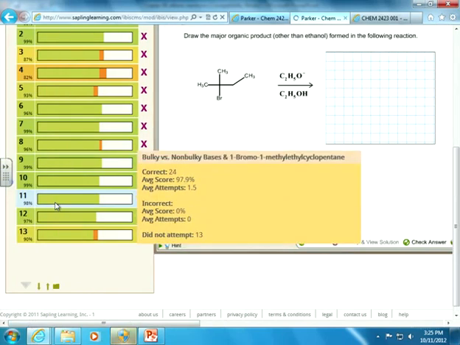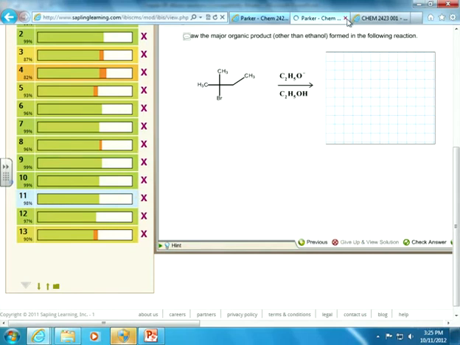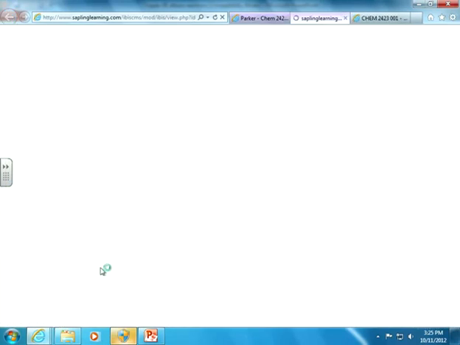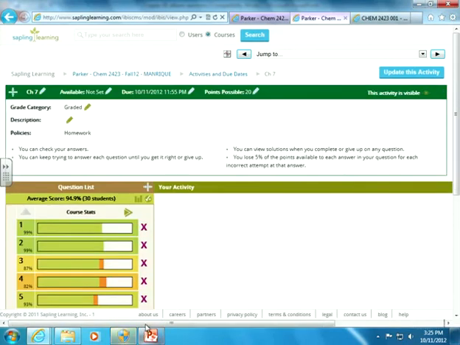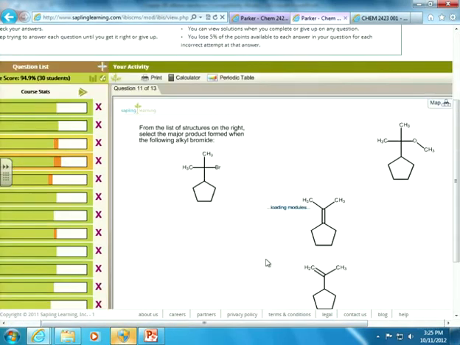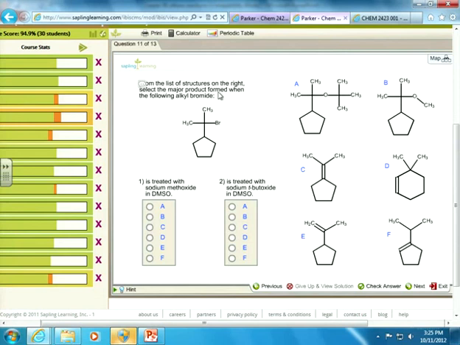Let's look at 11. Okay, here's our starting material. DMSO is a solvent. So sodium methoxide. So that's NaOCH3. So just OCH3, is that bulky or small? Small. Okay, so here's my reactant.